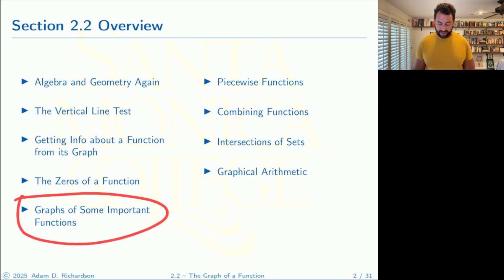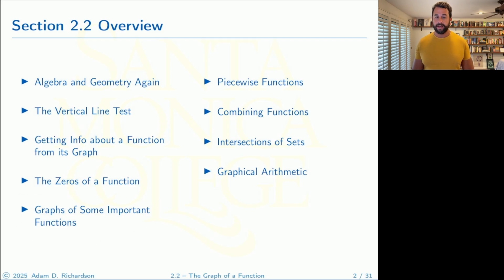Then we're going to see some graphs of some important functions. This is one of those few times where I'm going to say you need to memorize these graphs. These graphs are absolutely essential. They show up forevermore. A lot of the graphs and functions that we see after this are just going to be transformations of those graphs. So these are ones you do have to memorize.